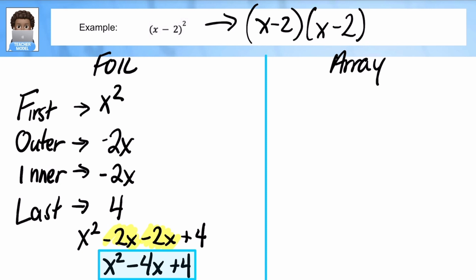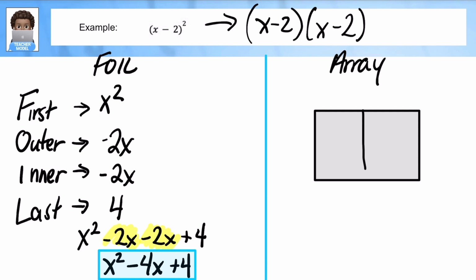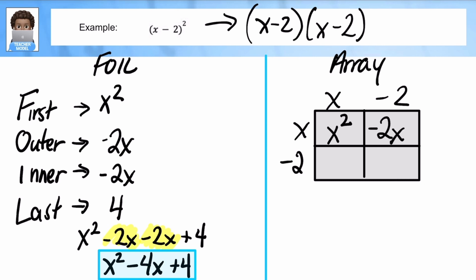And let's try with an array. I'm doing the same thing: x minus 2, x minus 2. All right, x times x is x squared. x times -2 is -2x. -2 times x is -2x. And -2 times -2 is +4.